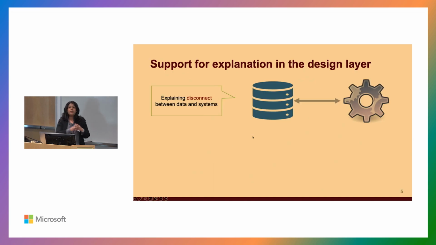And one piece of this work that I'm going to talk about today is how we can explain the disconnect between data and systems. So often there is a lack of understanding of what impact the data has on the system. I'm not simply talking about data errors or system bugs. Rather, sometimes a system is assuming certain things about the data and the assumption does not hold. So then there is a mismatch.